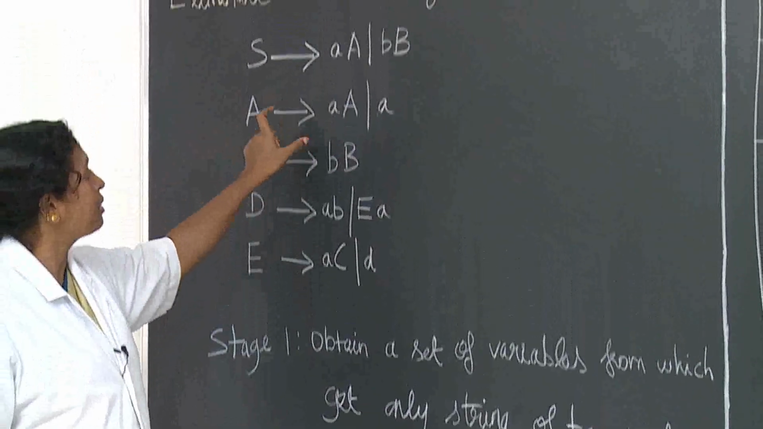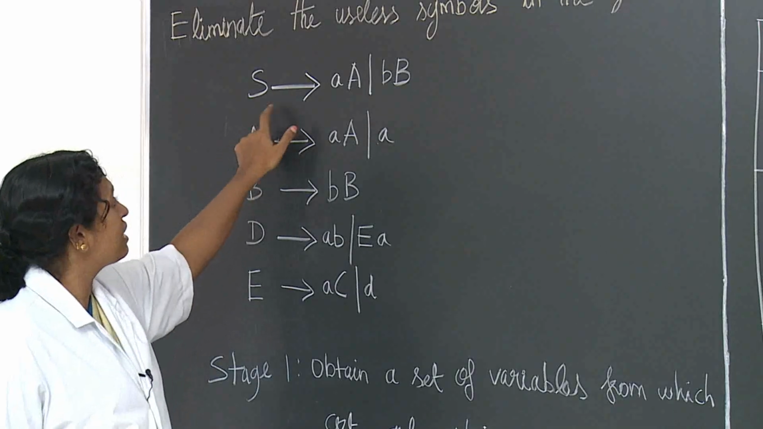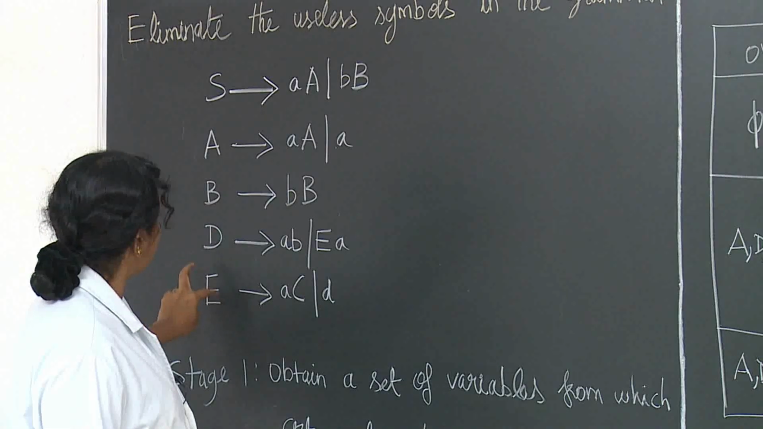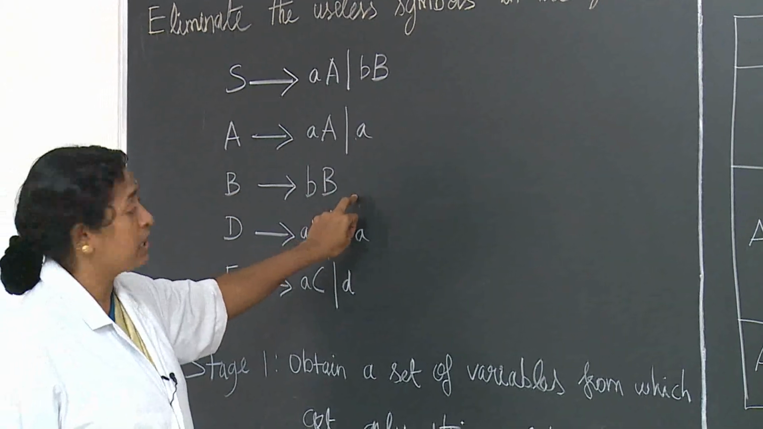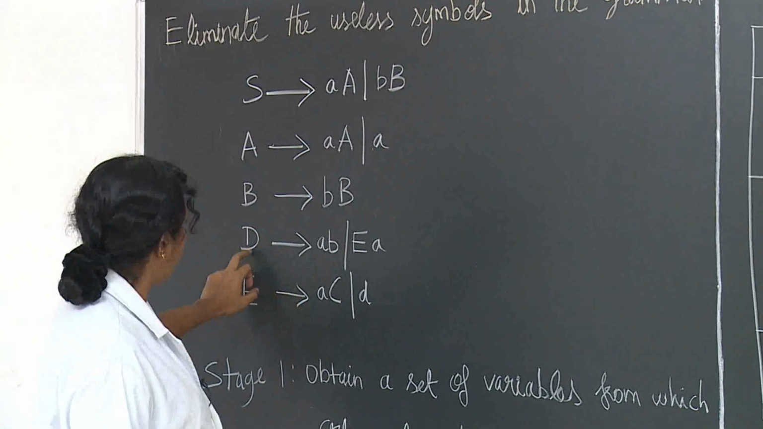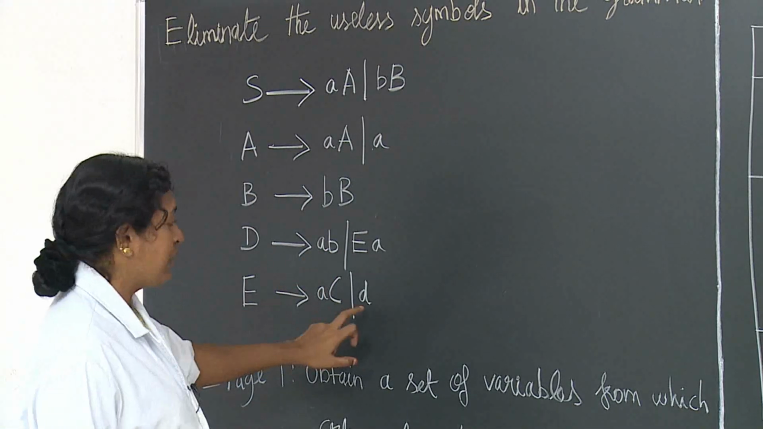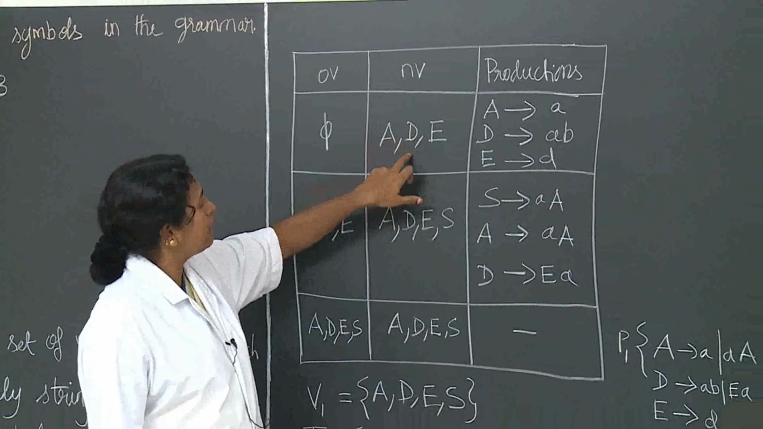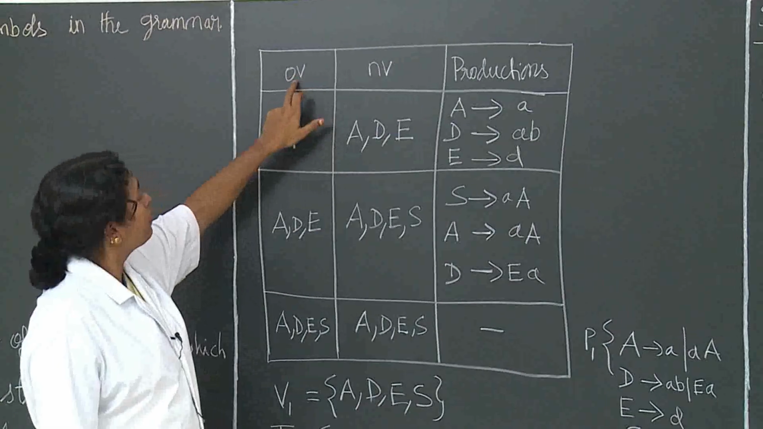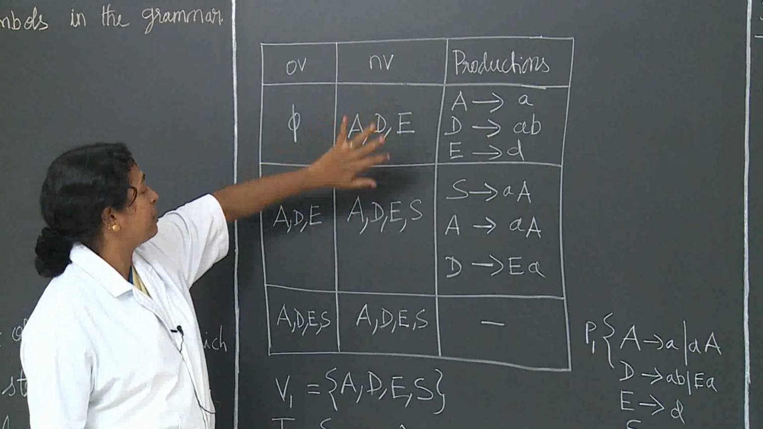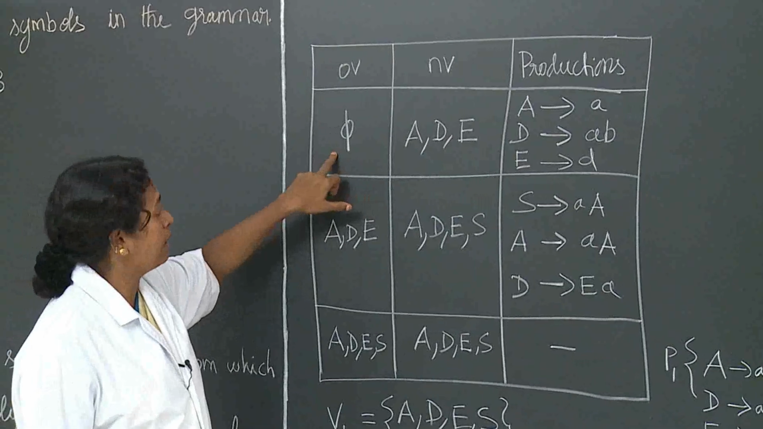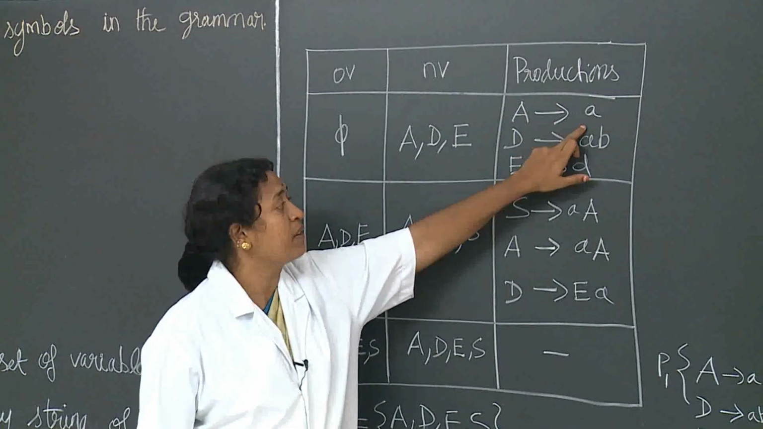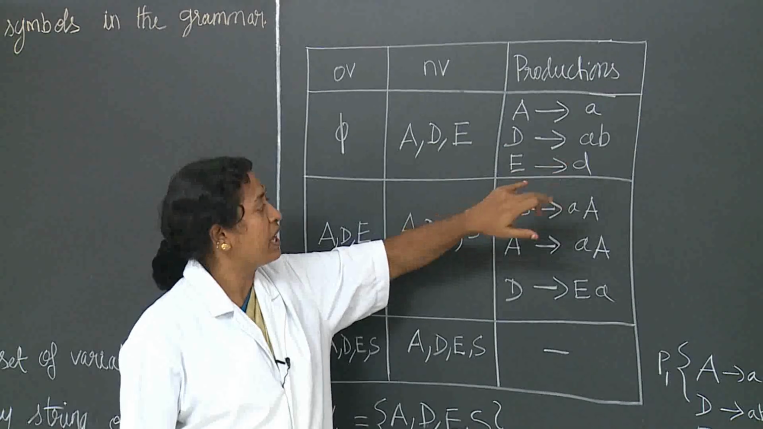In these productions we have to consider only the variables which derive terminals only. If you consider here, we can take A, D, E, because B is not having only terminals. A is having small a, D is having small a, and E is having D. So we are considering these three and deriving them. That is, the old variable is empty at the start. Then we are considering A, D, E. A, as I have told, is deriving only the terminal a, D is deriving a, and E is deriving D.